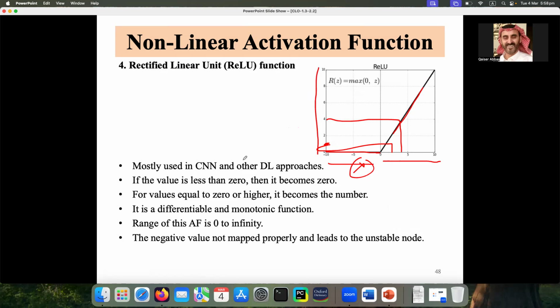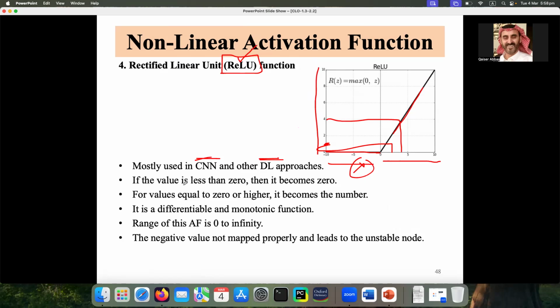This ReLU function is mostly used, we normally use it in CNN or other deep learning approaches. So then you can understand this is an important function. When you go into the course of deep learning, you will see this activation function again and again, in CNN or other deep learning models.